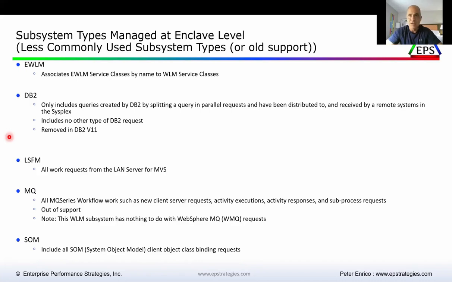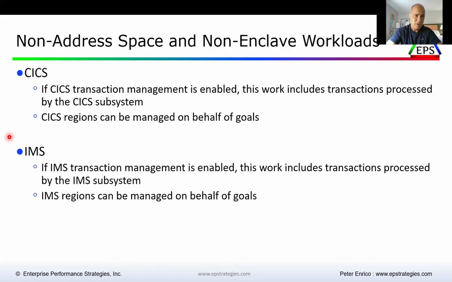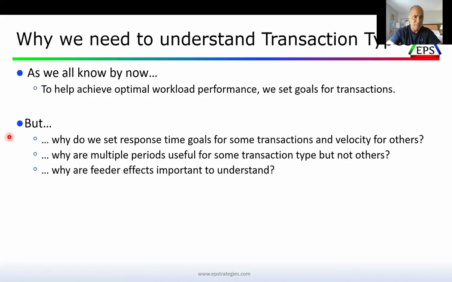You see other classification rules for EWLM and DB2, which is your remote parallel queries, which aren't even supported anymore, LSFM, MQ for MQSeries Workflow, and SOM. Nobody really uses these. In fact, one of my recommendations is when you go to your classification rules, just delete these subsystems. You're not going to be using them. Why clutter up the service definition with this junk? And then you have IMS and CICS.